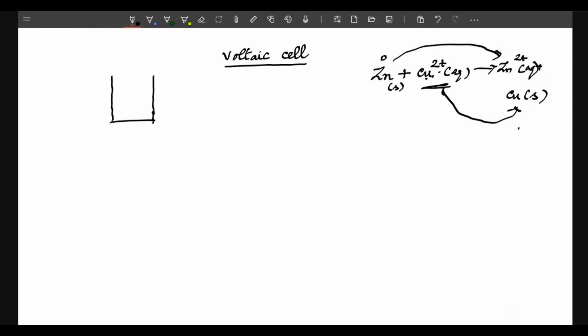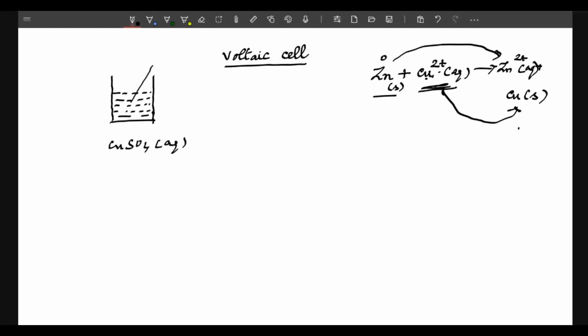How many electrons are involved in the process? 2 electrons are the net electrons involved. It's a 2 electron electrochemical process. Here, what are the reactants required? Solid zinc and a copper 2+ aqueous solution. And I am taking aqueous copper, copper chloride or copper nitrate or whatever soluble copper it may be. Here I am taking copper sulfate solution.